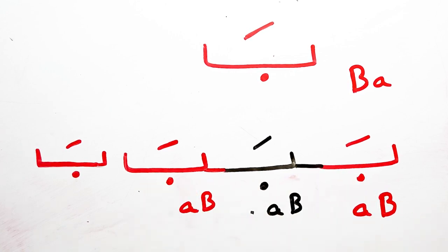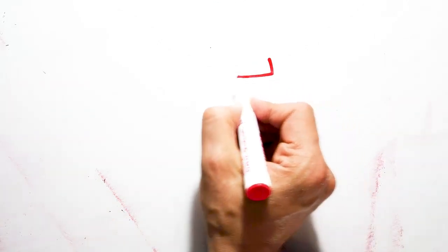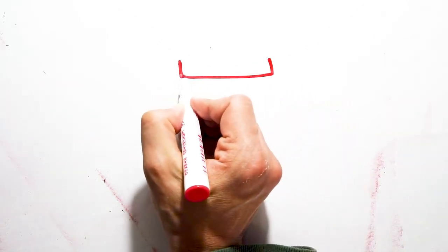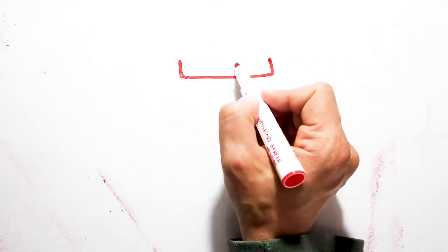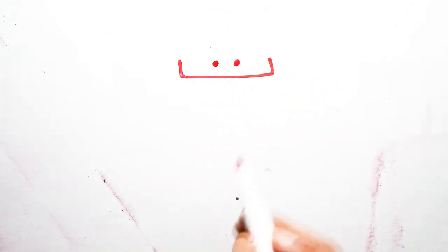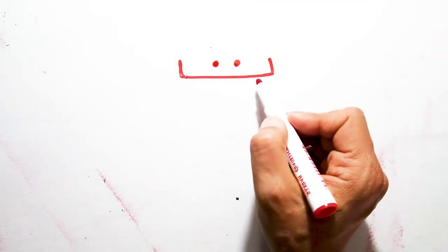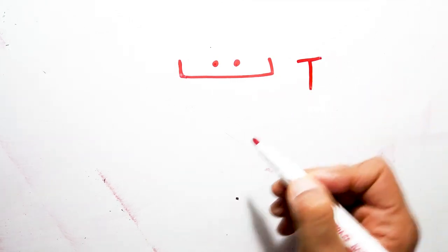Okay, let's see another letter. The second letter is super easy. Look, it has the same shape of the previous one, but we are not going to add dots under. We are going to add two dots here on the top. The sound of this letter is t, like T in English.